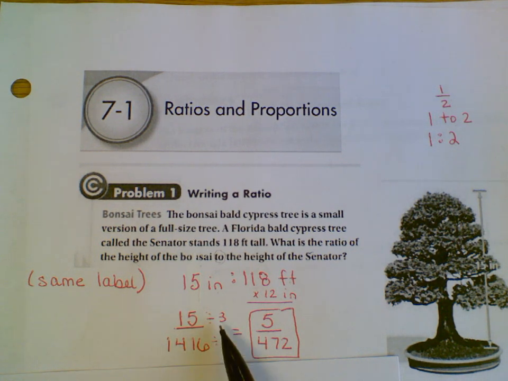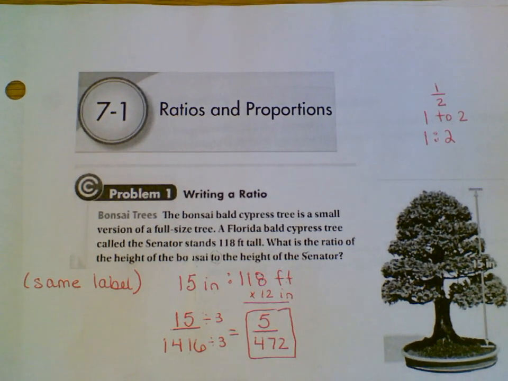Now, every time you get a ratio, you're always going to check to see if it reduces, just because it's already written like a fraction, so that should be your hint that you have to reduce. I can divide both of those by 3, so my final answer would be 5 to 472. Okay, pause the video and see if you can come up with the ratio on the got it question.